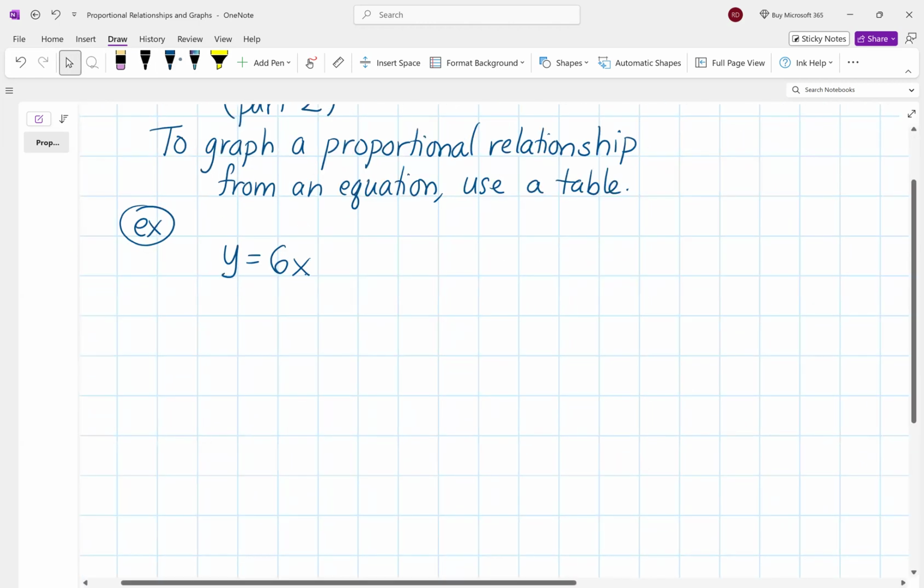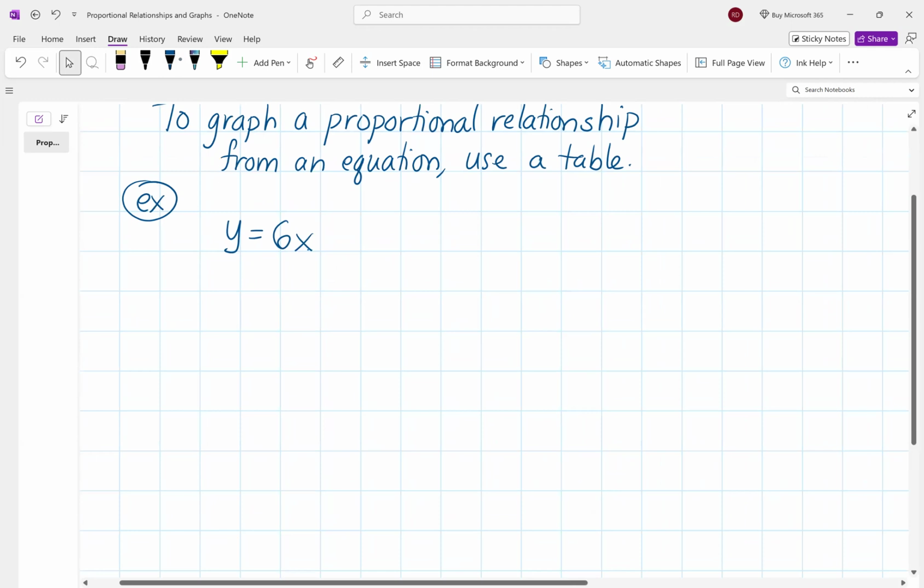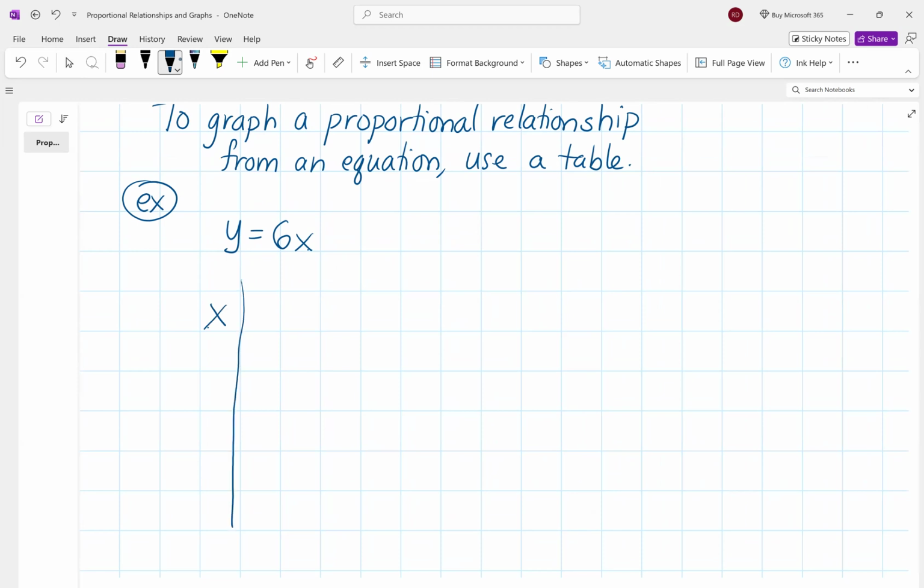So I'm gonna do a little more work in my table this time so that you can see it. So I want you to copy it this way. So here I have x, here I have y equals 6x, and then I have y over here. So for my x, if it's a whole number like this, you can sort of pick what you want. I like to do -1, 0, 1, and then another number that's at least a couple away. So let's do 4 this time.